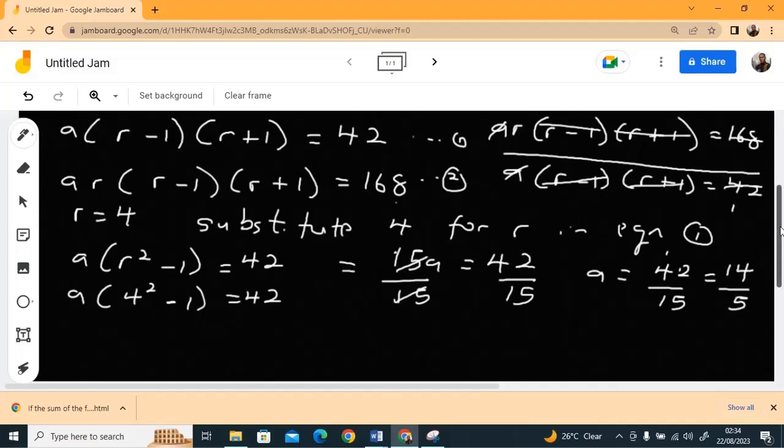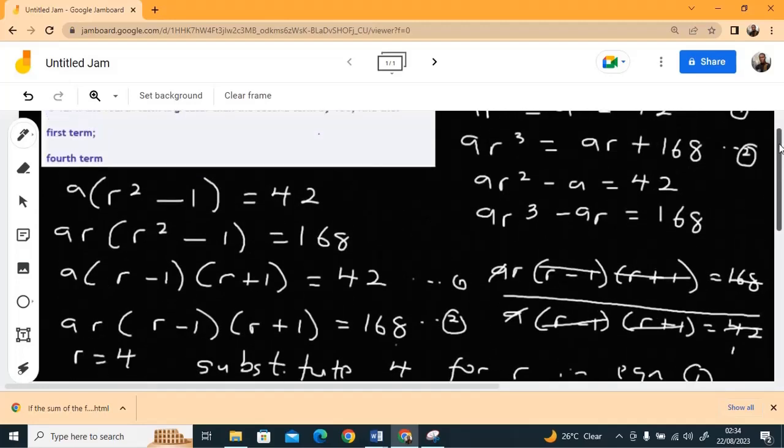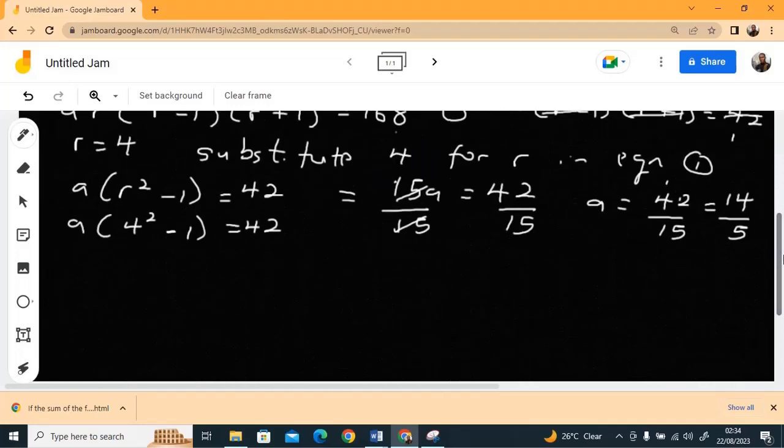Now the next question said you should look for the fourth term. Now that is very simple. For the fourth term now, you have what? U4, which is the fourth term. It is a r raised to power 3, according to what I told you.